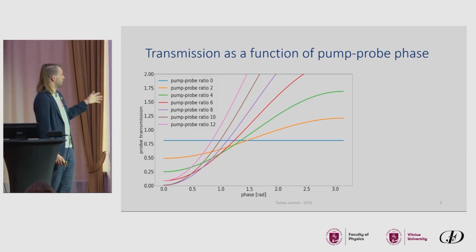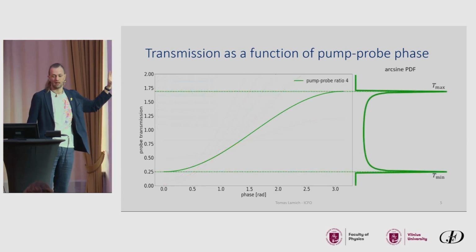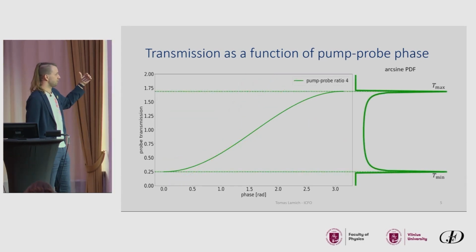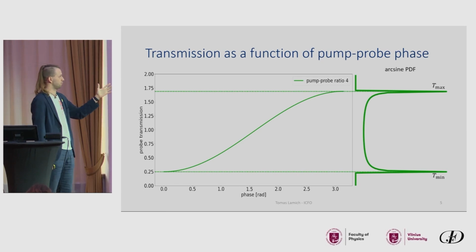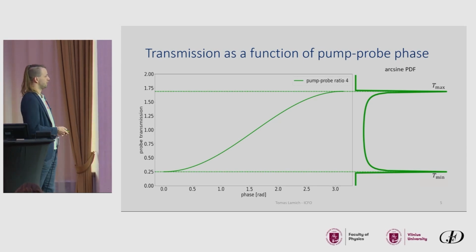Let's look at the case study of pump-probe ratio of 4, simply because it fits very neatly into our plot. If we look at this statistically, so if we sample from this with a uniform distribution, it leads us to an arcsine probability density function, and we can easily define minimum and maximum transmission.